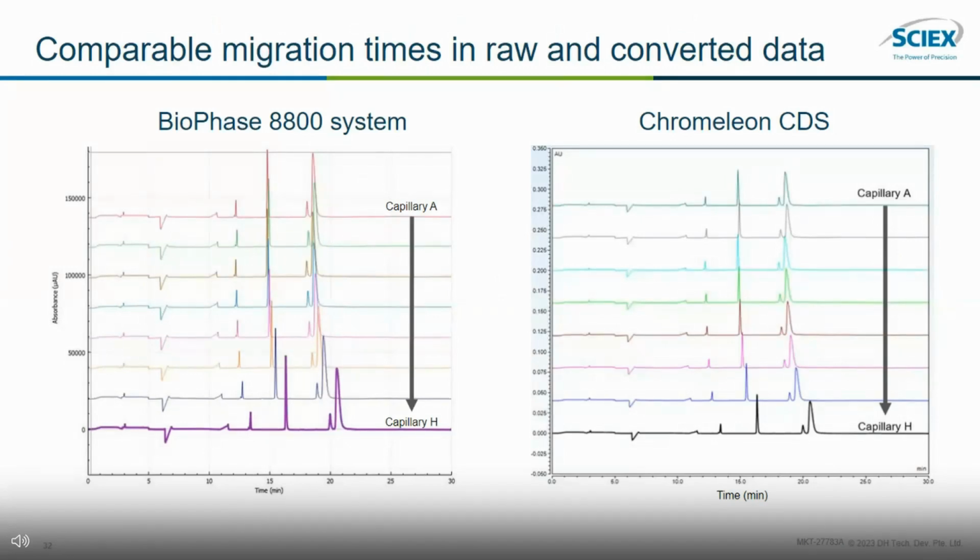In this example, we acquired reduced CE-SDS data of an IgG from a single injection from capillaries A through H, which you can see overlaid here on the left side, and then converted it into a .cdf format. Next, we took this data file and imported it into Chromeleon and then overlaid it here on the right. You can see that the two overlay profiles compare very well, and that they are consistent within both the BioPhase and Chromeleon software.